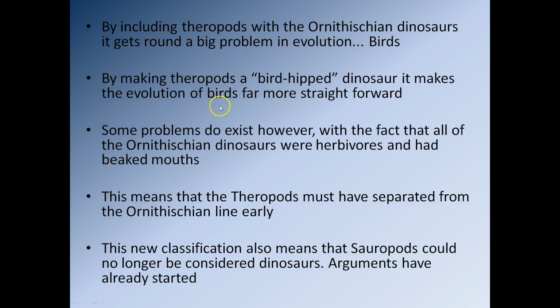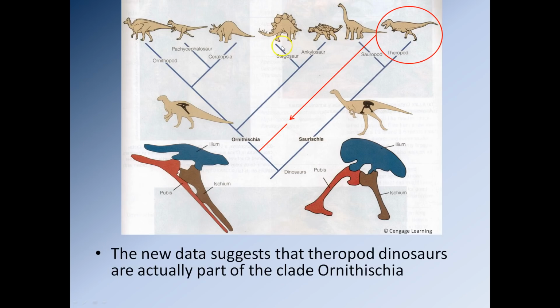Now, this is quite important. By including the theropods with the Ornithischian or bird-hip dinosaurs, it gets around a big problem, which is of course the evolution of birds. We are certain that the birds evolved from the theropod dinosaurs. However, if the theropod dinosaurs are part of the Saurischian group, or the lizard-hipped group, that obviously brings about the question of how they ended up with a bird-like pelvis. The most logical argument would be, well, maybe the theropod dinosaurs should be over here with the Ornithischian dinosaurs, and that way, there's not a significant change in pelvic design required. That would make a lot more sense.